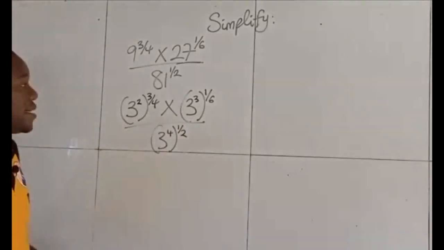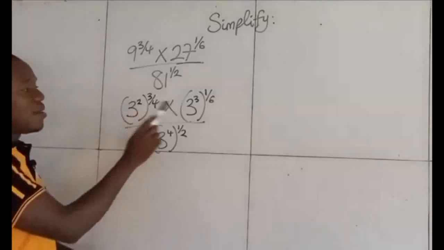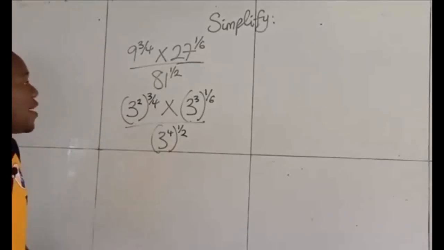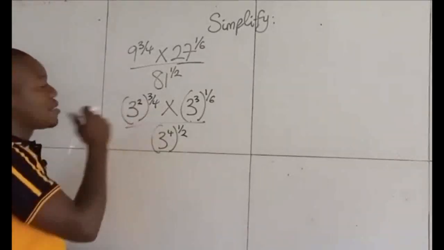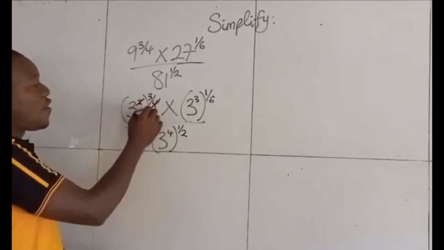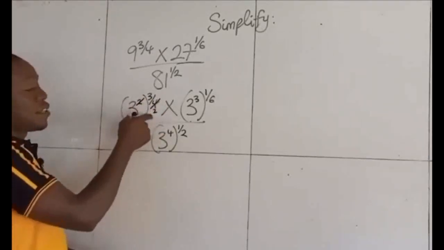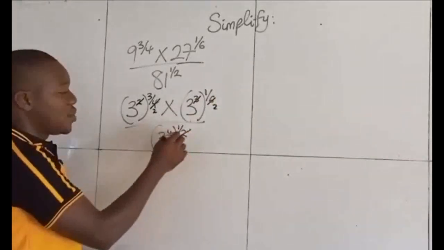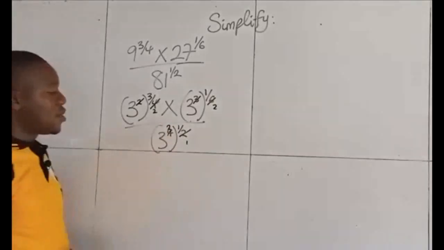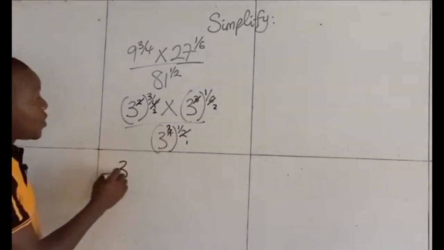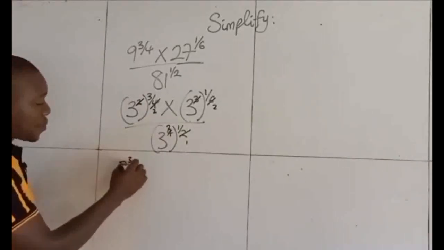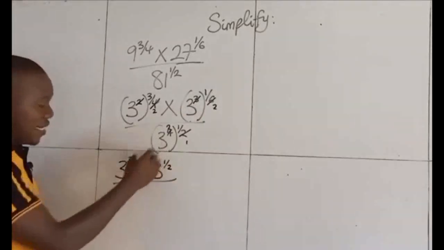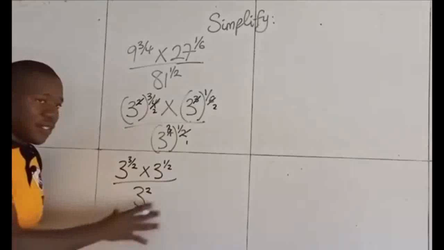And in the laws of indices, we can multiply these powers out. When you have a power and another power, you multiply the powers. So if I multiply 2 times 3 over 4, 2 cancels 4, and you have 2 here, because 2 divided by 4 gives you 2. And then 3 here will give me 1, 3 here gives me 2, and then 2 here, 1, 2 here gives me 2. So this expression simplifies to 3 raised to the power 3 over 2 times 3 raised to the power 1 over 2, all over 3 raised to the power 2. So this is what we have.